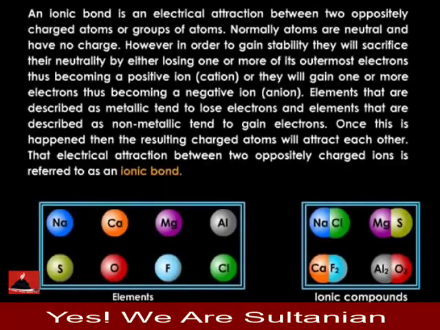Ionic bonding. An ionic bond is an electrical attraction between two oppositely charged atoms or groups of atoms. Normally, atoms are neutral and have no charge.